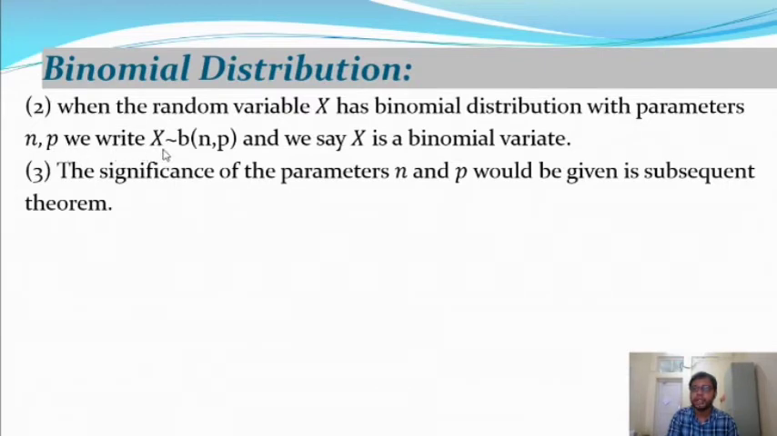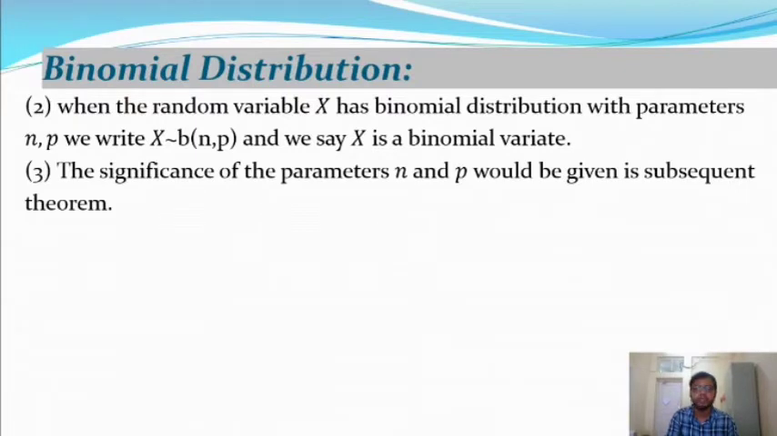Okay, and then when the random variable capital X has a binomial distribution with parameters n and p, we can write it as X is distributed as B(n, p). So any binomial distribution is denoted by B(n, p), where n is a positive integer and p lies in the interval 0 to 1. Okay, so n and p are the parameters of the binomial distribution, and we say X is a binomial variate. And number 3, the significance of the parameters n and p will be given in a subsequent theorem.